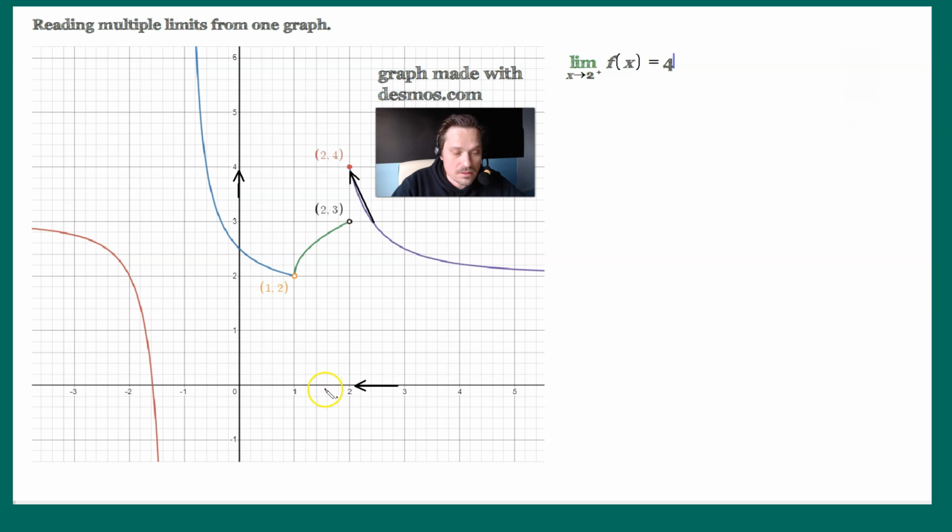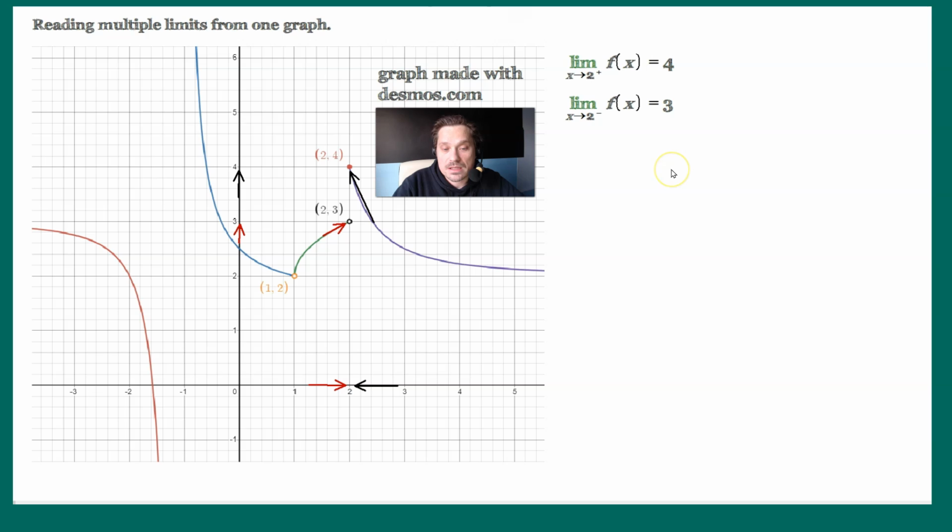Take a look at the next stage in the process. I'm going to use red arrows. When I approach 2 from the left side on the horizontal axis, the points move along this green piece of the curve right there, and they're moving towards that hole, which means that the y-coordinates are moving towards 3 from below 3, right here, you see? What can I say mathematically to describe what the red arrows are suggesting? The limit as x approaches 2 from the left side, so notice with the 2 now I'm putting a little negative there, and then here I put f of x, and that is equal to positive 3.